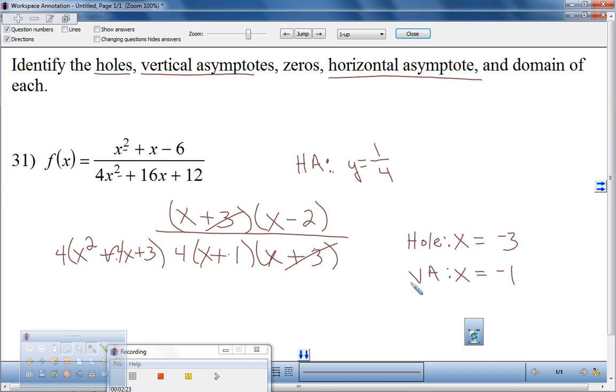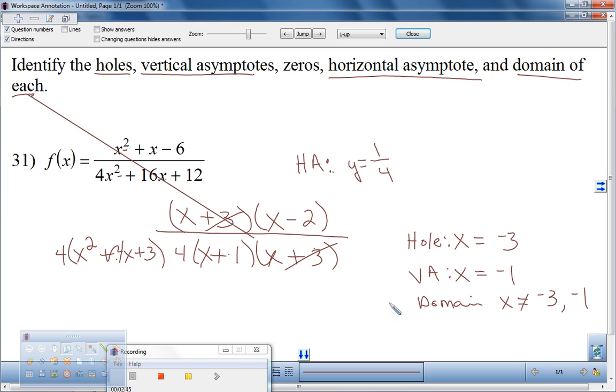Now our domain restrictions are the same as our holes and our vertical asymptote. So for our domain, x cannot be negative 3 or negative 1. It can be any other value. So it'd be all real numbers except these.